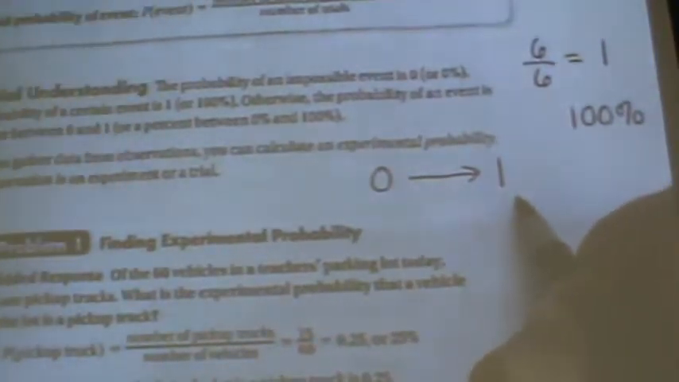Now, I said, what's the probability of rolling a 7? You said 0. What's the probability of getting a 1, 2, or 3? You said 0.5. What's the probability of getting a 1, 2, 3, 4, 5, or a 6? 6 over 6, which is equal to 1, which is equal to 100%. So probability is a number that ranges from 0 if it's impossible, all the way to 1, which is certain to happen for sure.